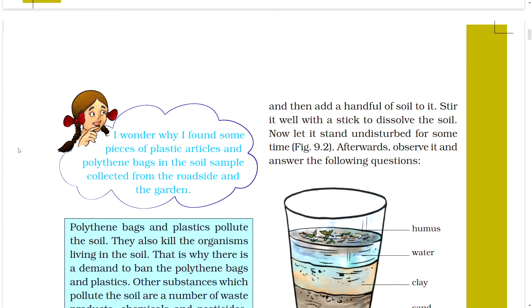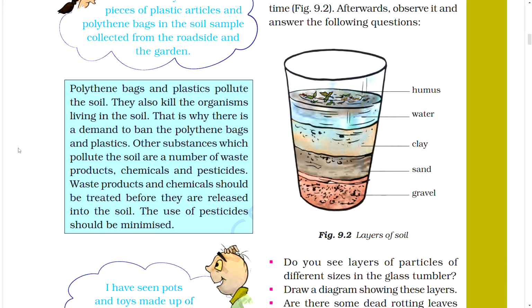I wonder why I found some pieces of plastic articles and polythene bags in the soil sample collected from the roadside and the garden. Polythene bags and plastic pollute the soil. They also kill the organisms living in the soil. That is why there is a demand to ban polythene bags and plastics. Other substances which pollute the soil are a number of waste products, chemicals and pesticides. Waste products and chemicals should be treated before they are released into the soil. The use of pesticides should be minimized.